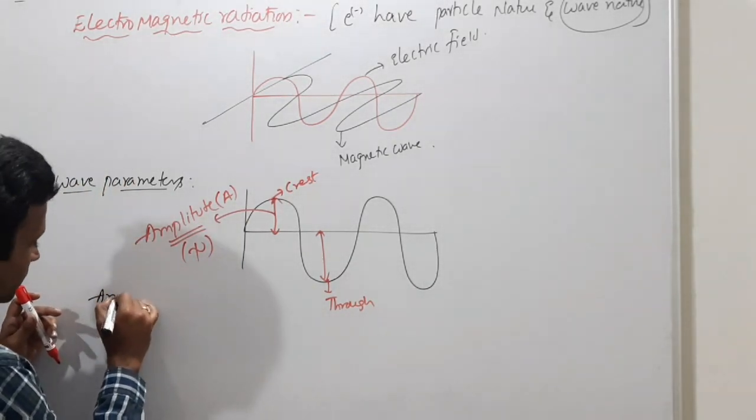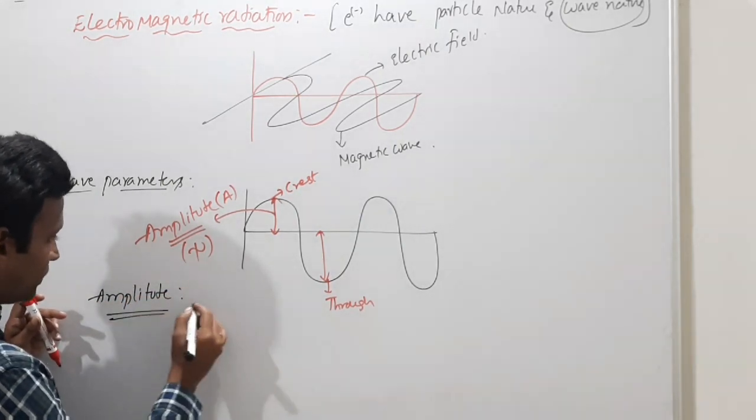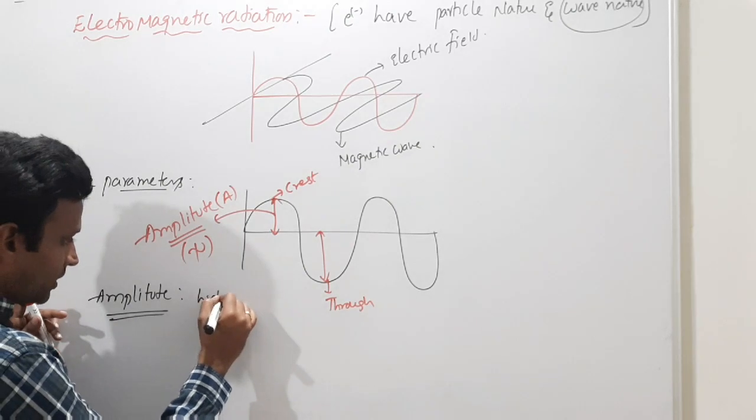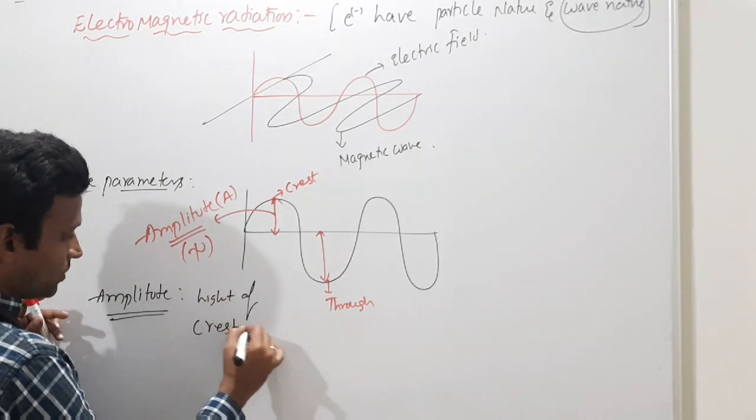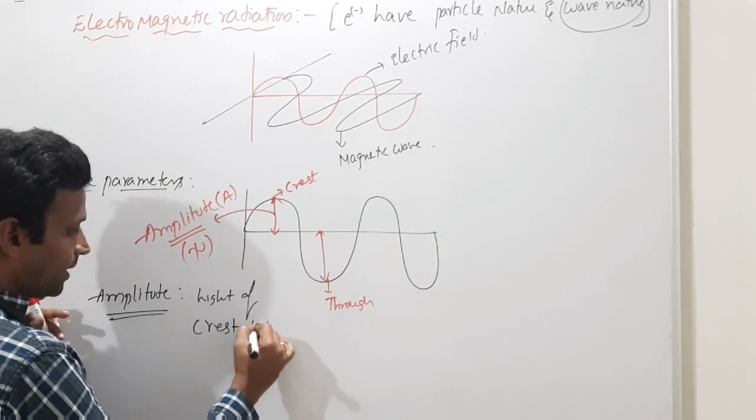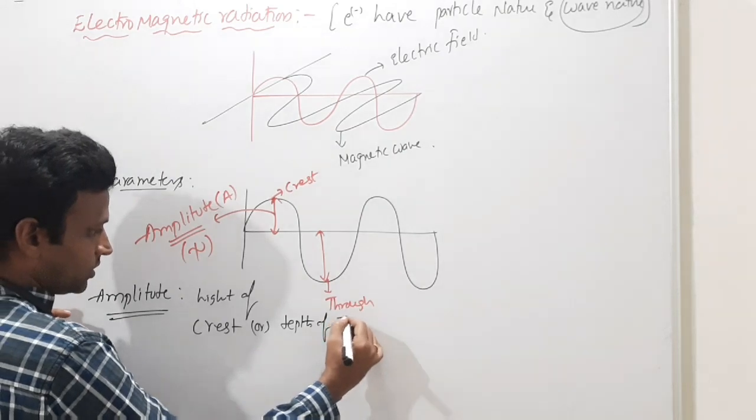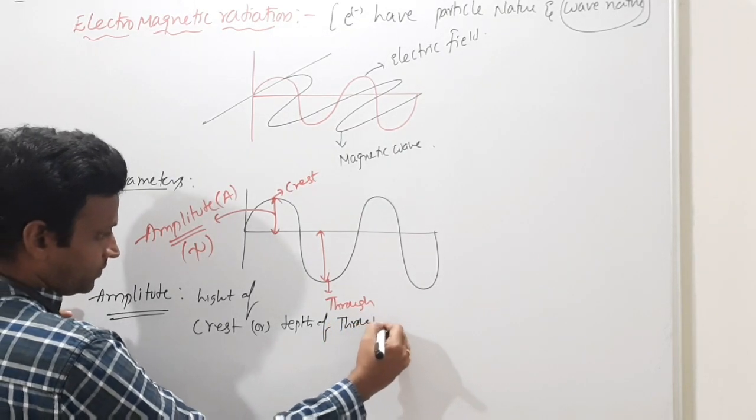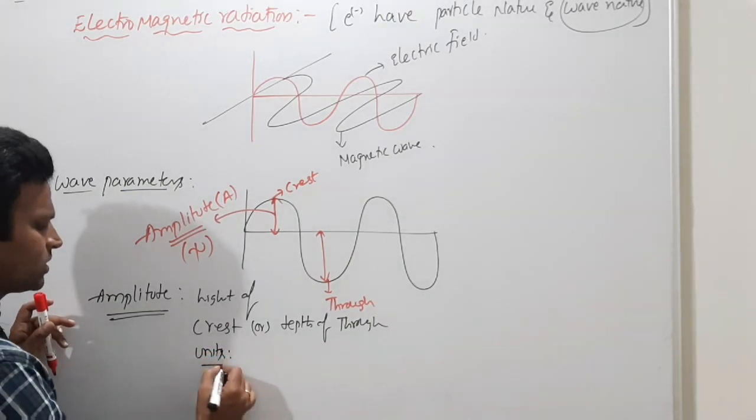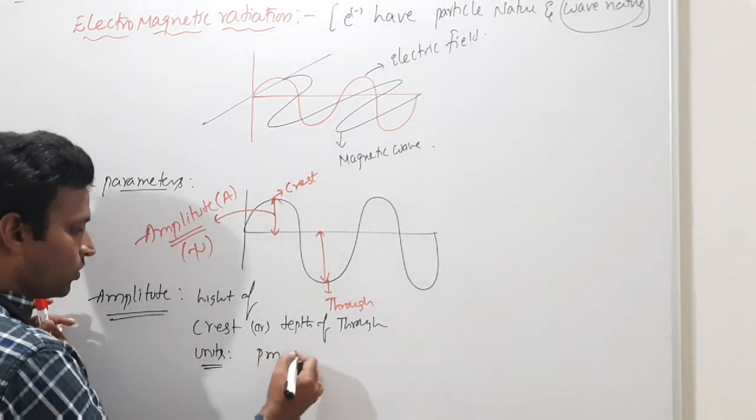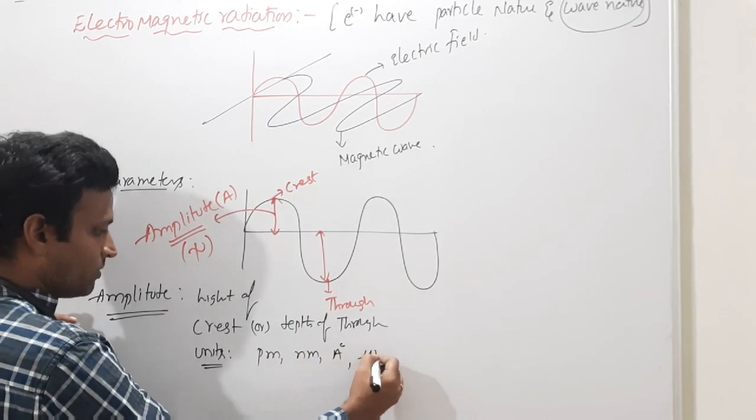So what is amplitude? Amplitude, simply you can write, height of crest or depth of this trough is called amplitude. So what are the units? Small units we use: picometer, nanometer, angstrom, micrometer.